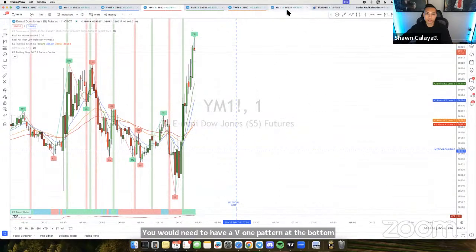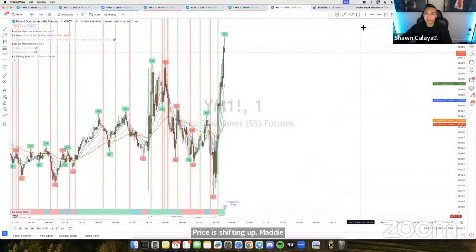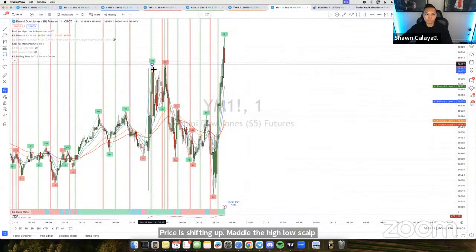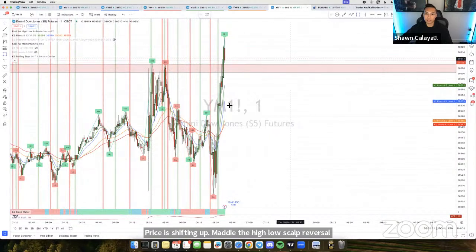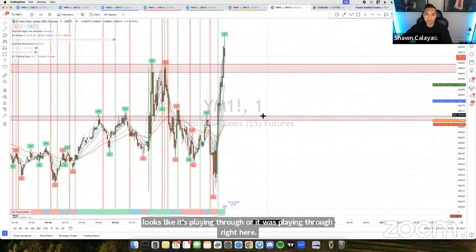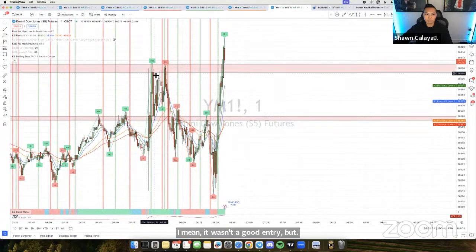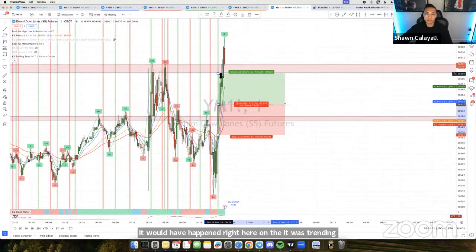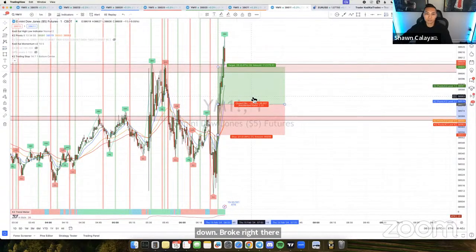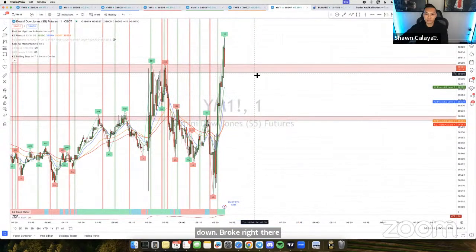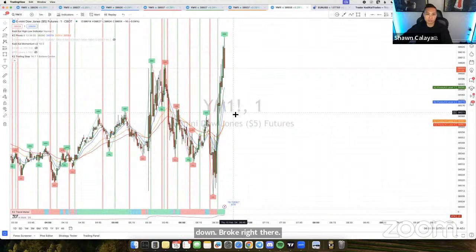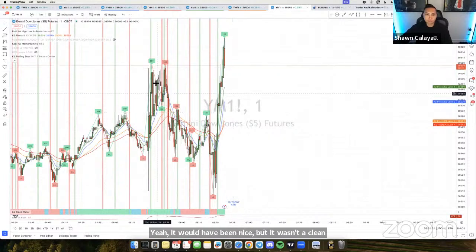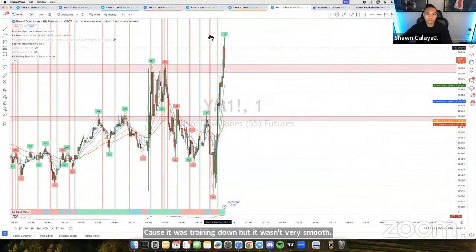Price is shifting up. Maddie, the high-low scalp reversal looks like it was playing through right here. I mean, it wasn't a good entry, but it would have happened right here on the break. It was trending down, broke right there. Yeah, it would have been nice, but it wasn't a clean move though, so I wouldn't be able to identify it properly because it was trending down, but it wasn't very smooth. But it would have been clean right there. I'll mark it up if it makes a different swing later.